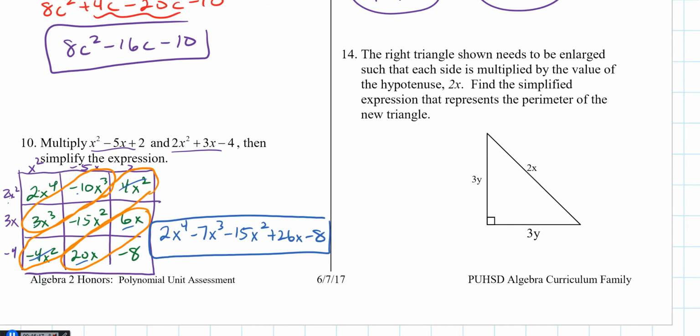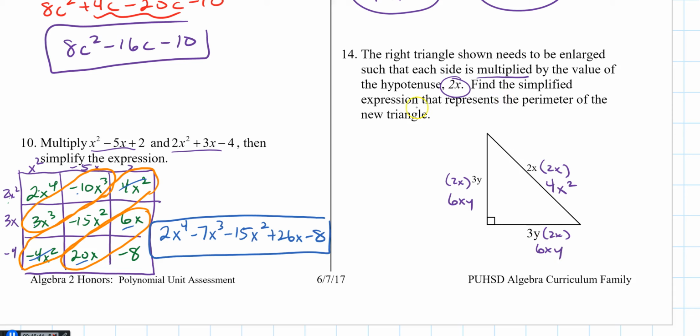Number 14. The right triangle shown needs to be enlarged such that each side is multiplied by the value of the hypotenuse, which happens to be 2x. So each of these sides is going to get multiplied by 2x. That seems pretty straightforward. 2x times 2x is 4x squared. 2x times 3y is 6xy, and 3y times 2x is another 6xy.